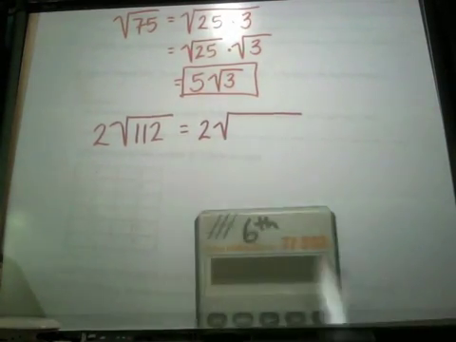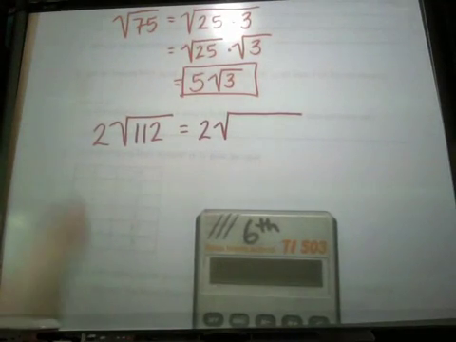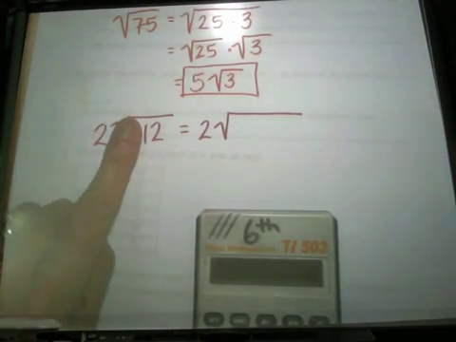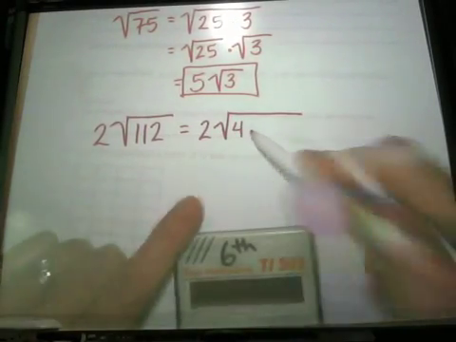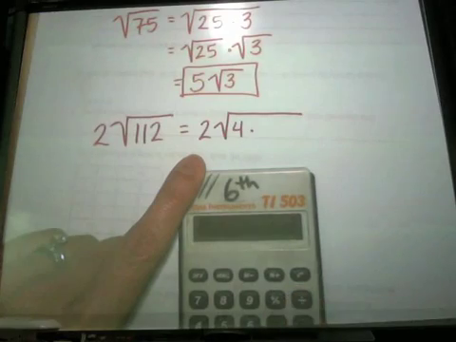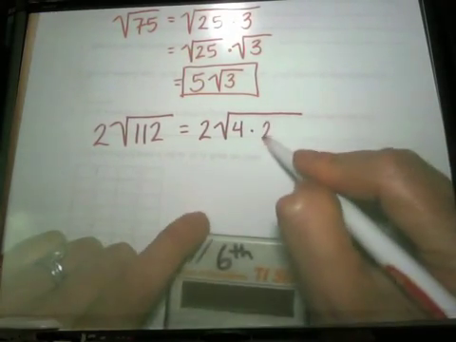4. Okay, good. Again, to use the divisibility rule for 4, we look at the last two numbers and just read them as a number, 12. 12 divides by 4, so this will divide by 4. Now, 112 divided by 4 leaves 28.